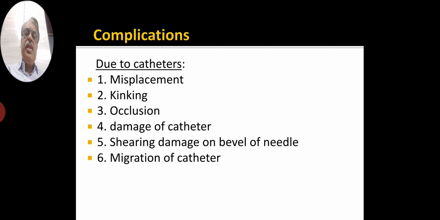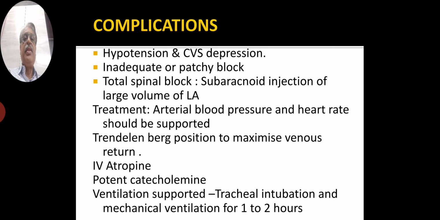Then the complications. Number one, the complications due to catheters. There may be misplacement of the catheter. There are chances of kinking of the catheter. There are chances of occlusion of the catheter. There may be damage to the catheter, shearing damage on the bevel of the needle, and migration of the catheter. These are the catheter related complications.